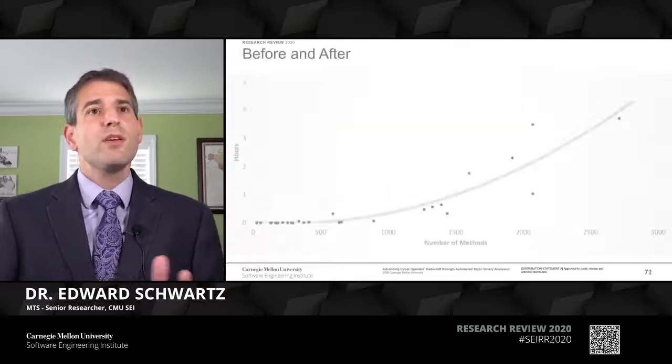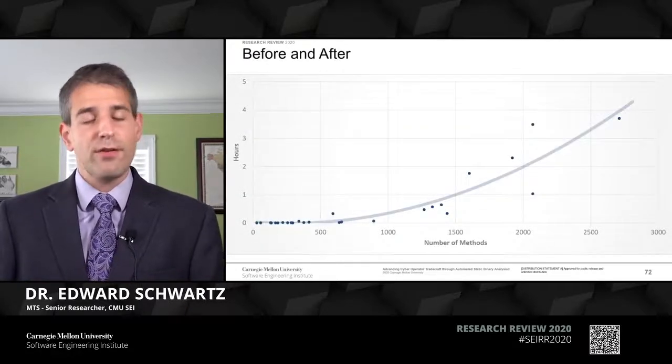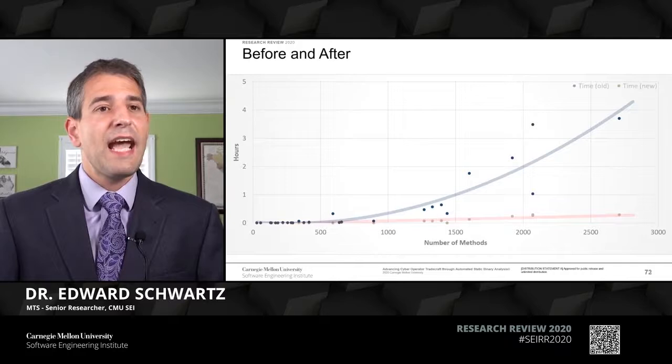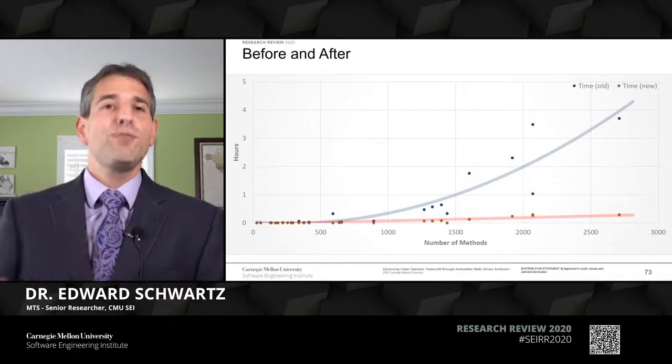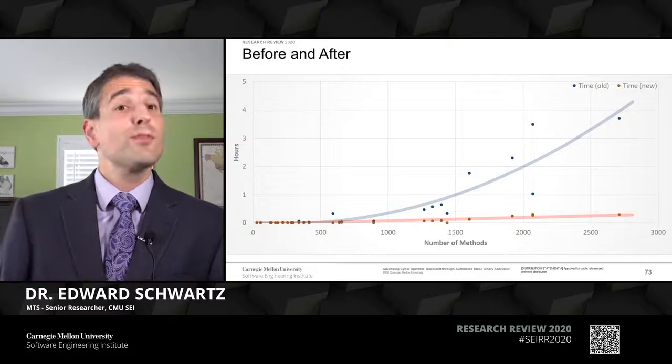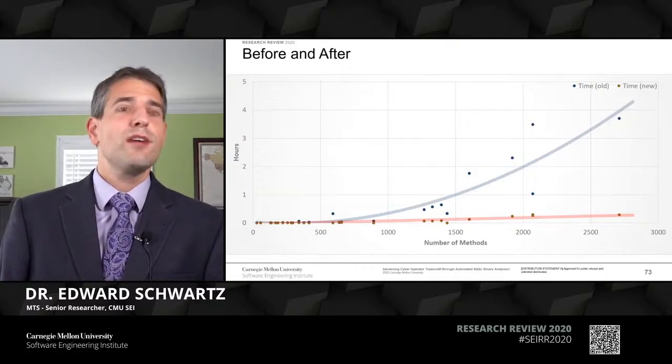How much has it helped? Well, here's the before picture of our times, and the after picture is the red line at the bottom, and you can see that we're getting huge speedups. In larger programs, we're getting 50 to 100 times speedups.